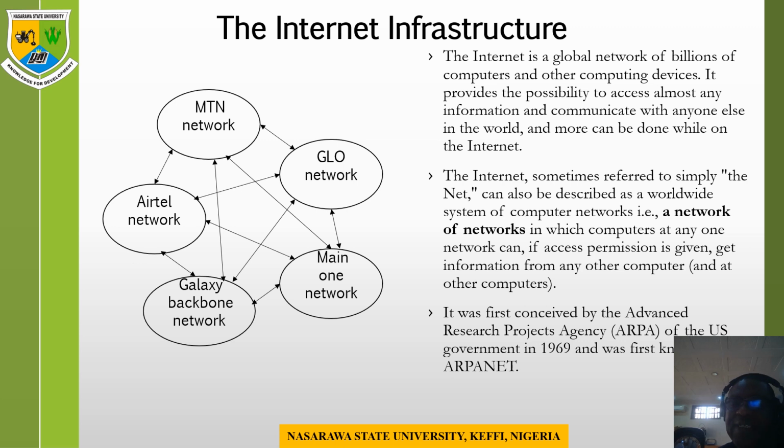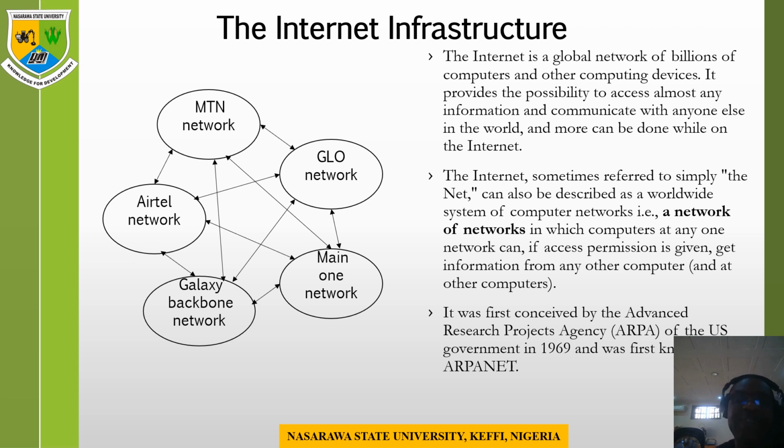The internet, sometimes referred to simply as the net, can also be described as a worldwide system of networks, a network of networks in which computers at any one network can, if access permission is given, get information from any other computer or at other computers. It was first conceived by the Advanced Research Project Agency of the United States government in 1969 and was first known as ARPANET.